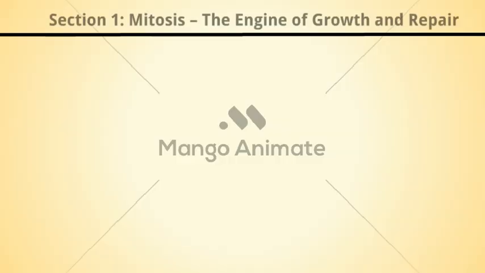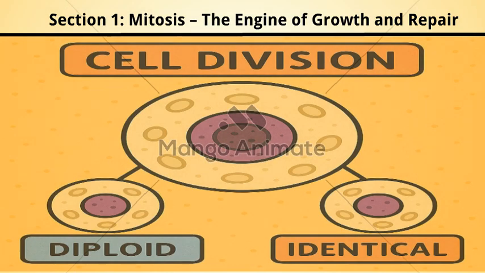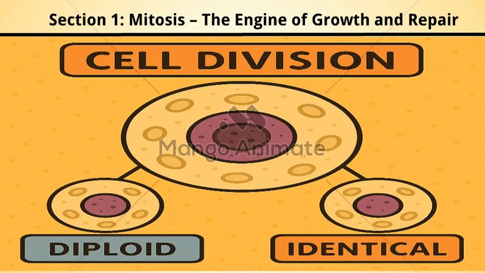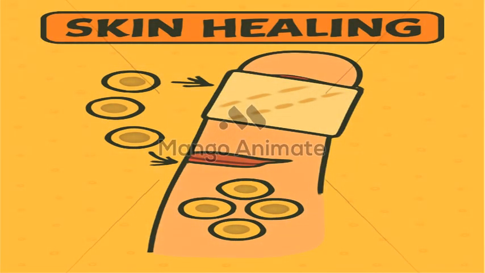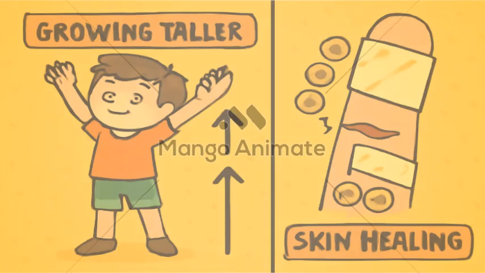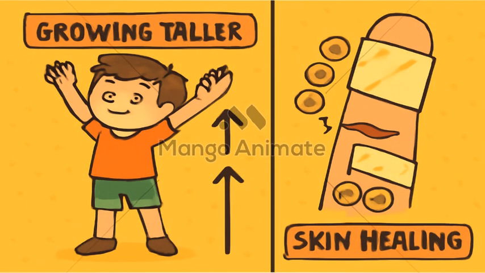Section 1. Mitosis, the engine of growth and repair. Mitosis is the process by which a single somatic cell divides to produce two identical daughter cells. It's essential for the growth and development of multicellular organisms and for repairing tissues. Think of it this way. When a child grows taller or when you heal from a paper cut, that's mitosis in action.